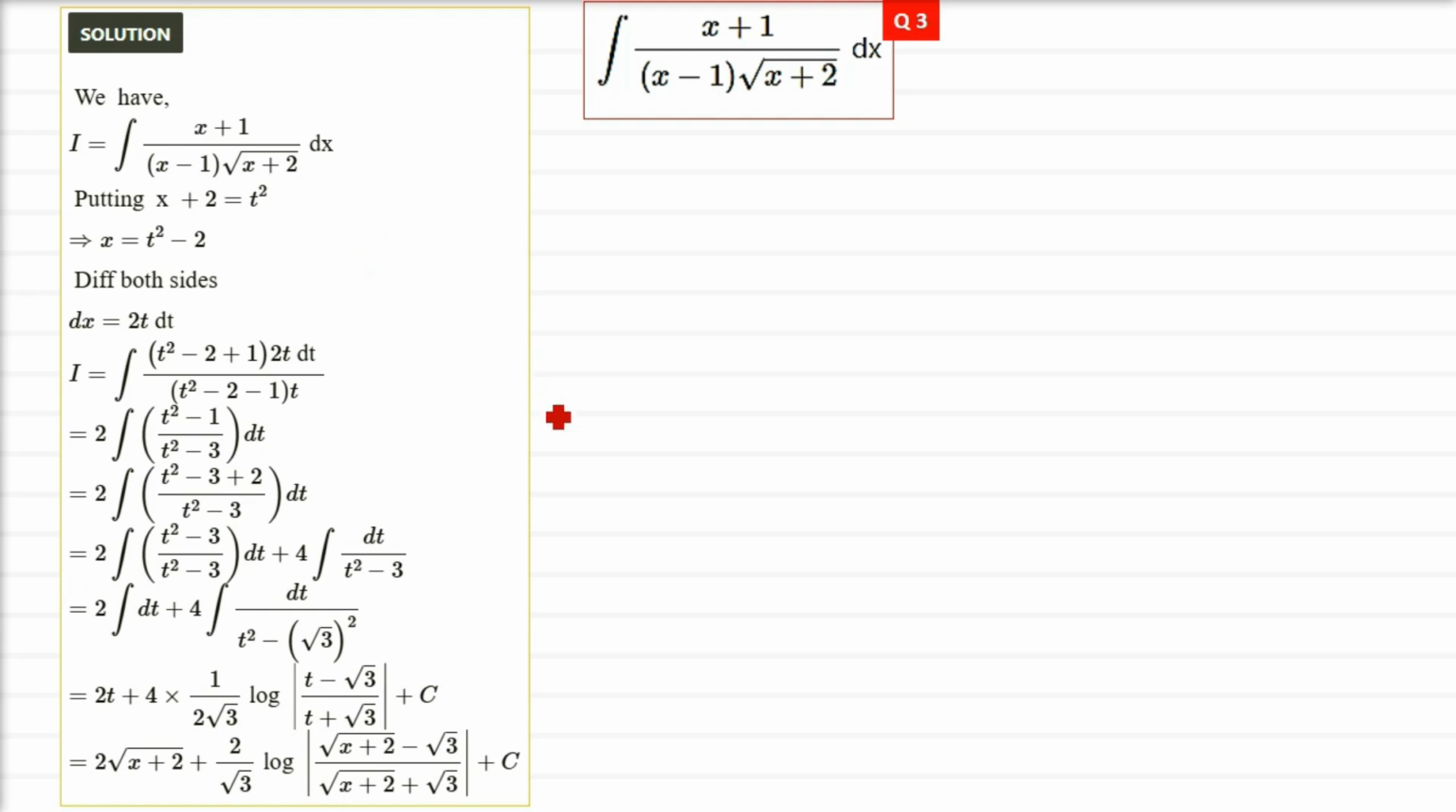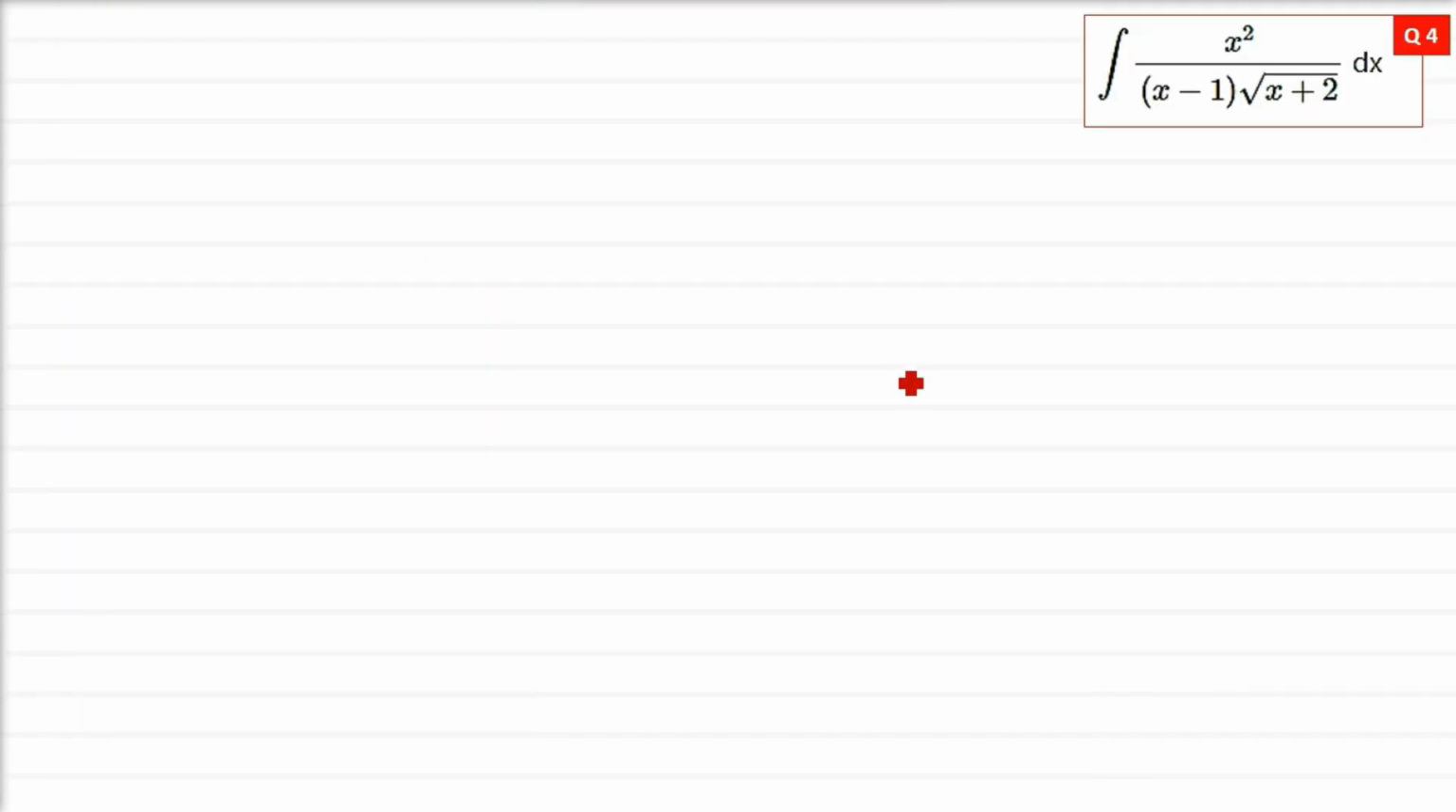So, these 3 questions were almost similar, okay? Now, this seems to be a different kind of question, but we will apply the same logic here. We need to change this under root x plus 2 or remove the under root. For that, we can have t as under root x plus 2. This t square will be x plus 2. X will become t square minus 2.